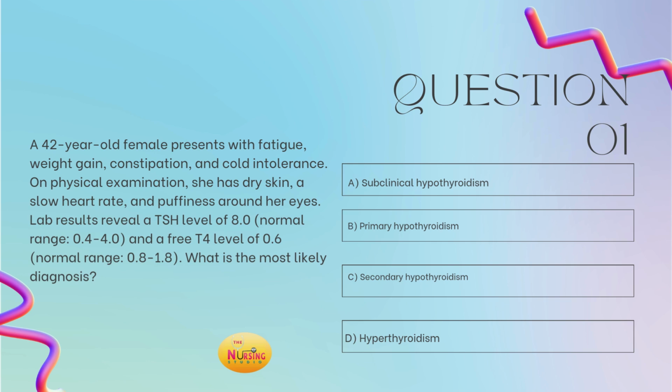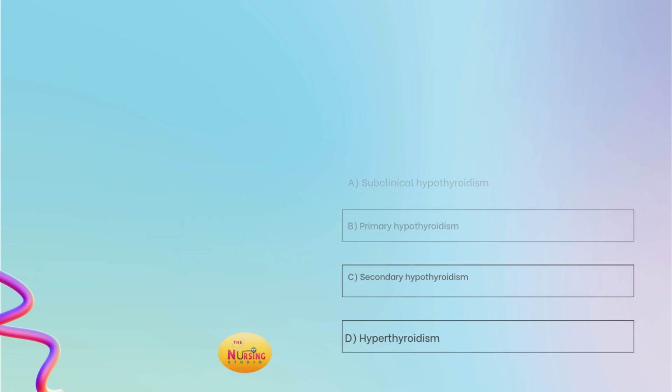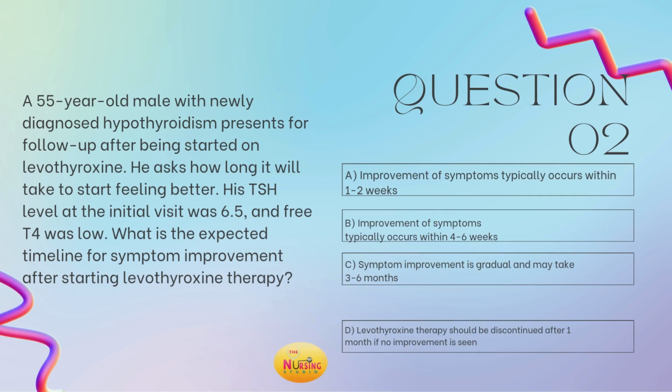But here again, the best answer is B, primary hypothyroidism. Question number two, a 55-year-old male with newly diagnosed hypothyroidism presents for follow-up after being started on levothyroxine. He asked how long it will take to start feeling better.